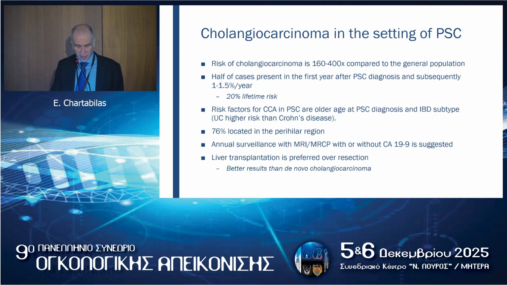And in these patients, annual surveillance is suggested with MRI and MRCP, with or without CA 19-9, because approximately 10% of the population do not increase CA 19-9. There is a genetic defect. Liver transplantation is preferred over resection, and overall there are better results than de novo cholangiocarcinoma, perhaps due to the closer surveillance.